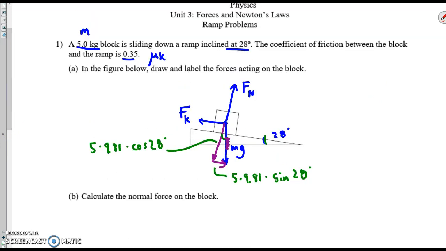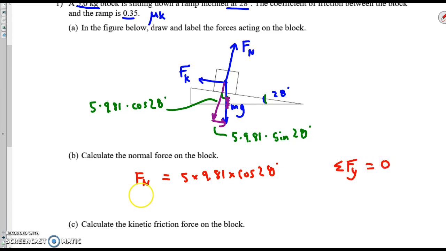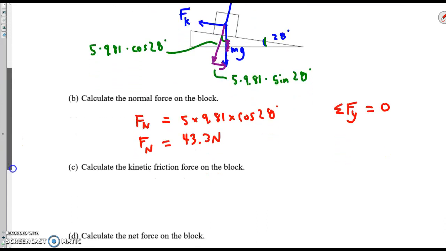Okay, calculate the normal force. Well, the normal force, Fn, has to balance this force. And the reason is because the block does not accelerate off the ramp into the air, and the block does not accelerate into the ramp, crushing the ramp. So Fn has to equal or balance the 5 times 9.81 cosine 28. And again, the reason is because the total y force is 0. When we calculate, we get 43.3. That's a force, so the unit is newtons.